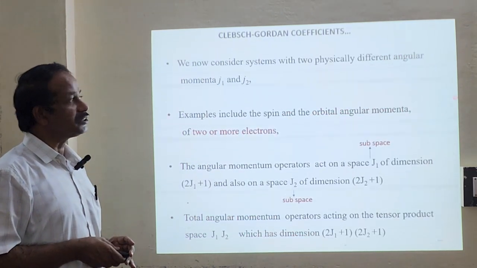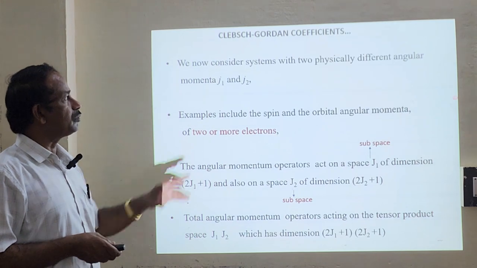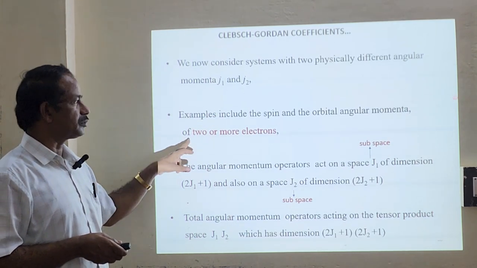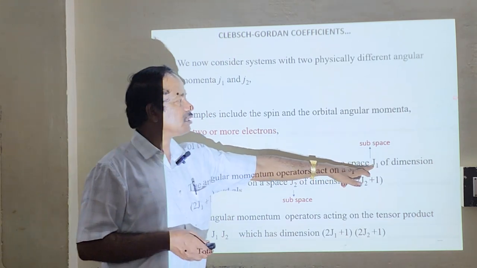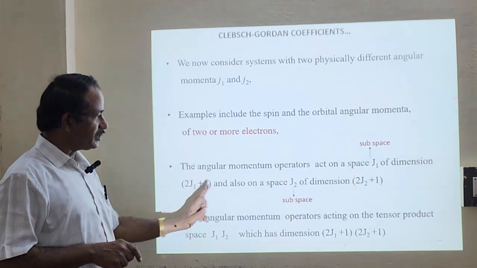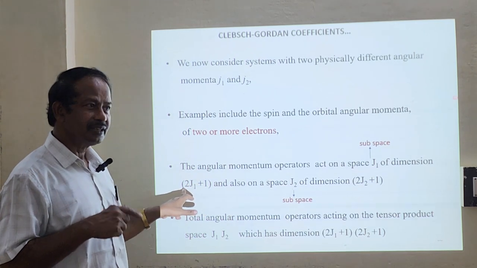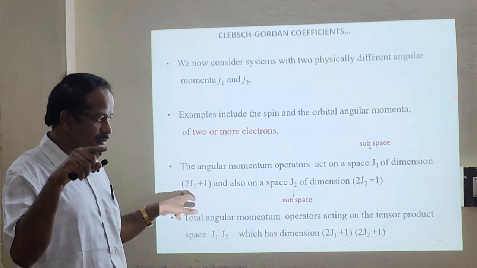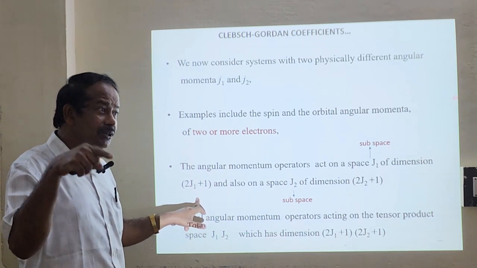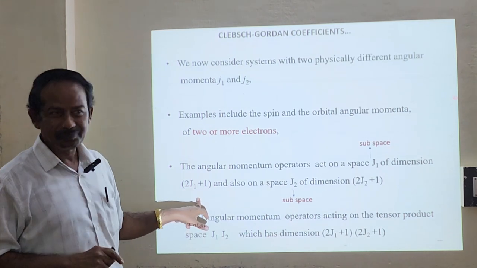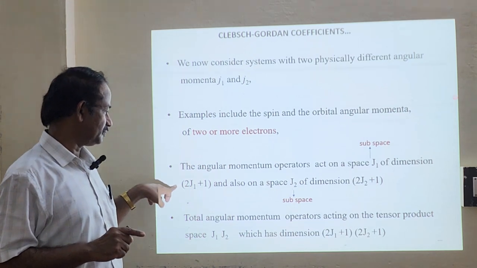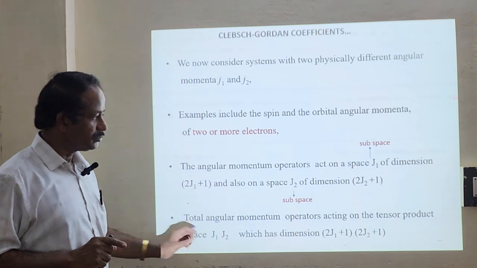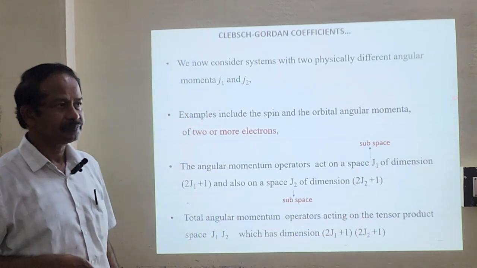So we are going to consider two systems, two physically different angular momenta, J1 and J2. Examples include the spin and orbital angular momenta of electrons. J1 belongs to one subspace and J2 belongs to another subspace. You are going to take the product of these two, 2J1 plus 1 multiplied by 2J2 plus 1. They will also belong to the same Hilbert space. So this will be individual, and this will be after coupling. So we are going to have only the tensor product.